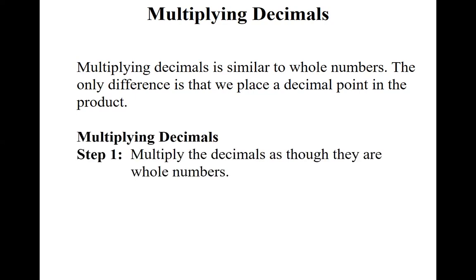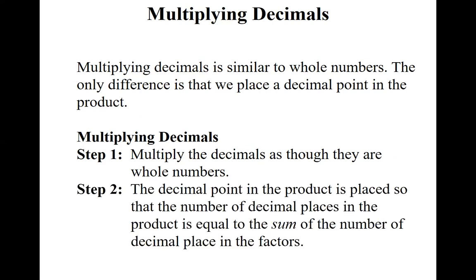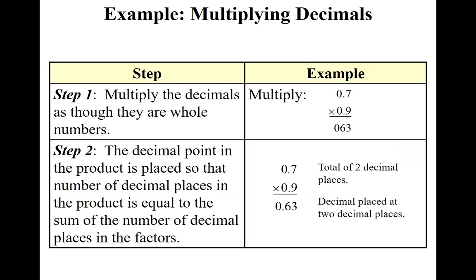So multiply the decimals as though they are whole numbers. The decimal point in the product is placed so that the number of decimal places in the product is equal to the sum of the number of decimal places in the factors. So look at the numbers you're multiplying, count how many decimal places there are total, and that's how many decimal places will be in the answer.